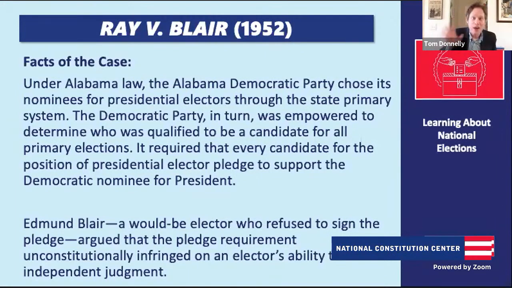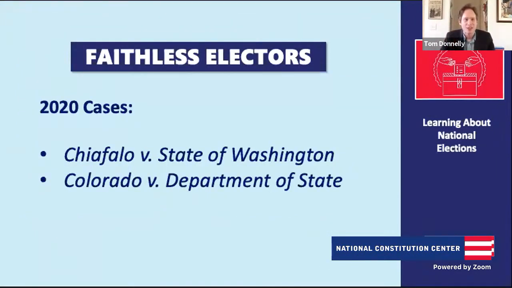Finally, just last year, we had a couple of cases dealing with faithless electors, Chiafalo versus State of Washington and Colorado versus Department of State. It asks the key follow-up question, which is: we've already said states can force electors to pledge support for a candidate. Can states actually punish electors if they decide to break their pledge? What sort of punishment? Well, in one state, they fined the electors $1,000 each for voting for someone other than who they said. And in the other state, they just simply threw out that electoral vote and allowed an alternate to come in place. And the Supreme Court had to ask the question, is this okay?